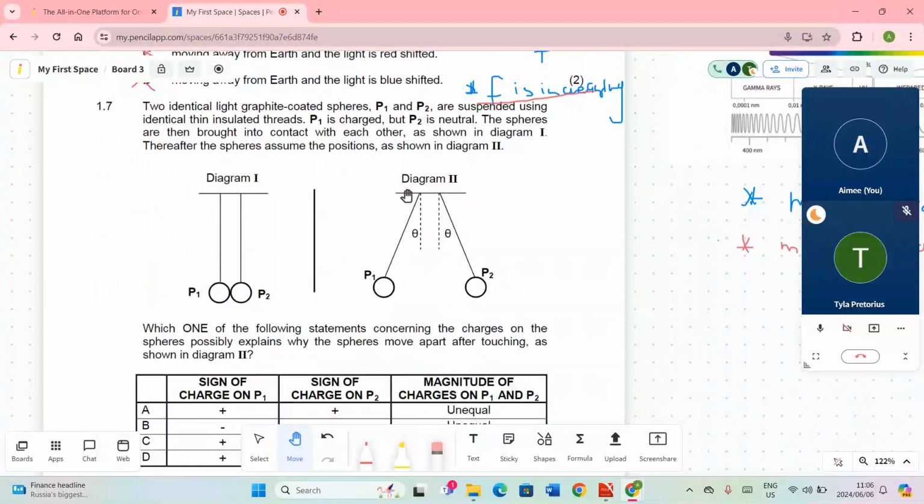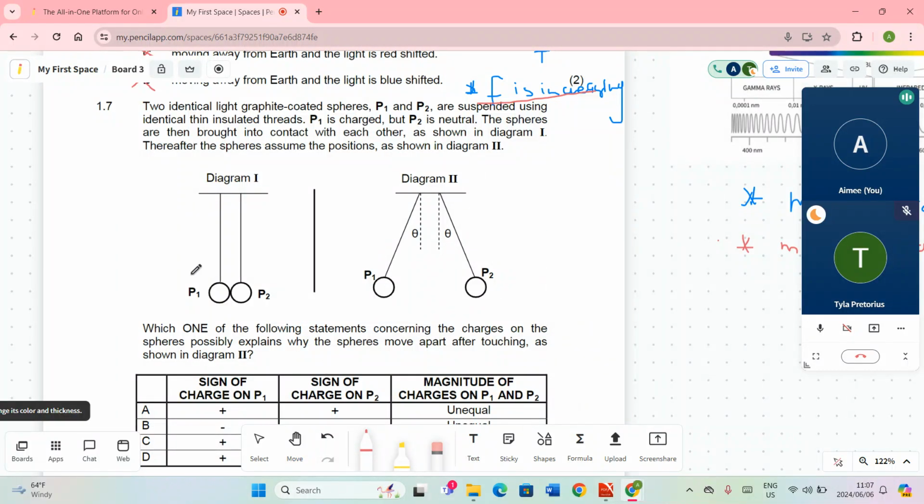Okay. Then we have a look at the next question, 1.7. It says, two identical light graphite-coated spheres P1 and P2 are suspended using identical thin insulated threads. P1 is charged, but P2 is neutral. The spheres are brought into contact with each other as shown in diagram 1. So you can see in diagram 1, we've got them coming into contact. And thereafter, the spheres assume the positions as shown in diagram 2.